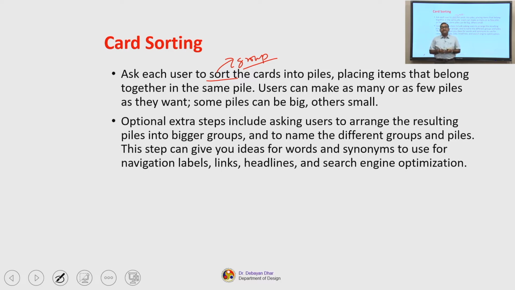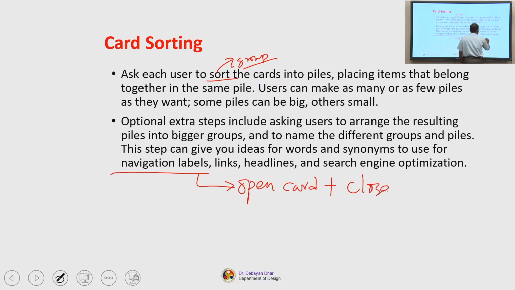Now, an optional extra step is to ask users to arrange the resulting piles into bigger groups and to name the different groups and piles. This step can give you ideas for words and synonyms to use for navigation levels, links, headlines and search engine optimization. Many a time, if you read the literature on card sorting, you would identify that there are two distinct ways in which card sorting is carried out: one is called open card sorting, the other is called closed card sorting.